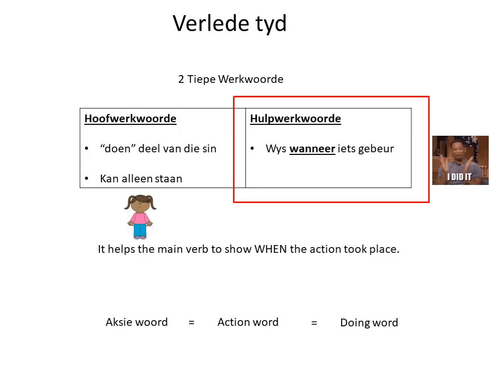Right, now, going back to our table about the two types of werkwoorde, the second type you get is a hulpwerkwoord. It is a helping verb. And how do you know a verb is a helping werkwoord or a helping verb? It tells you when the action is happening. Wys wanneer iets gebeur. The moment it tells you when it is happening, it is a hulpwerkwoord.